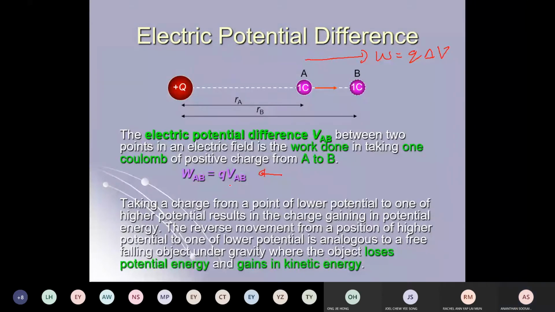VAB is the potential difference, which is the final potential, V at B, minus V at A, moving from A to B. So the final potential is VB minus VA. It's your work done to move from A to B. Okay. So please tell me, the center charge is a positive charge. The test charge is also a positive one coulomb.